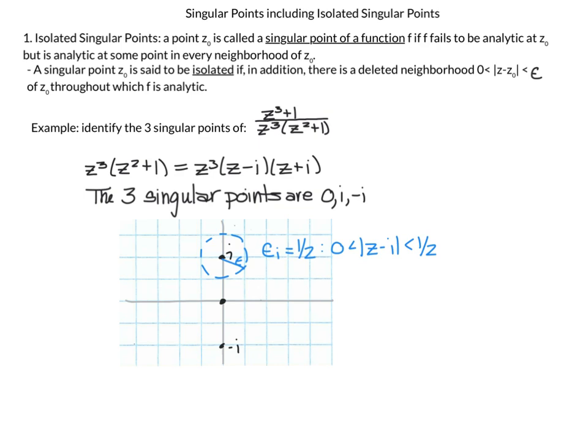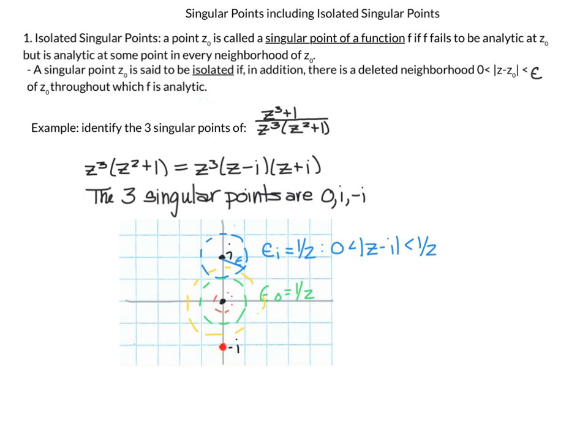And honestly, to show the neighborhood around 0, I could take the same radius. So epsilon of 0 could also be 1/2. But just to show this, I could have chosen epsilon of 0 to be 3/4 because that still will not hit any other singularities, or I could have chosen an even smaller one, this tiny one here. But let's just take epsilon of 0 equal to 1/2. That will still avoid any other singularities. So I found a deleted neighborhood of 0 where everything is analytic.